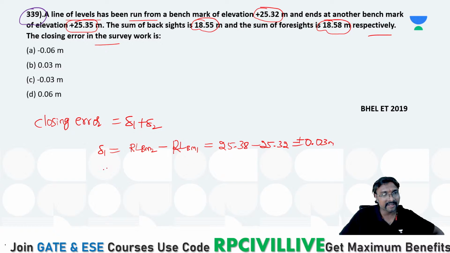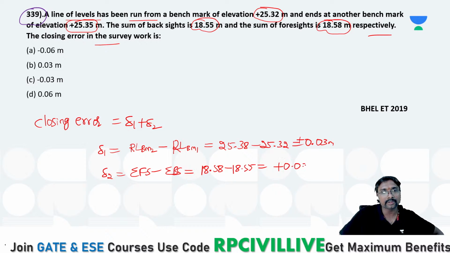And what is the delta 2? Delta 2 is nothing but the sum of the foresights minus the sum of the backsights. The sum of the foresights is 18.58 minus the sum of the backsights, 18.55. So this is also equal to plus 0.03. Then what is the closing error E? The closing error E is equal to 0.03 plus 0.03. What is the total? 0.06 is the total value. Yes, now option D is the correct answer.